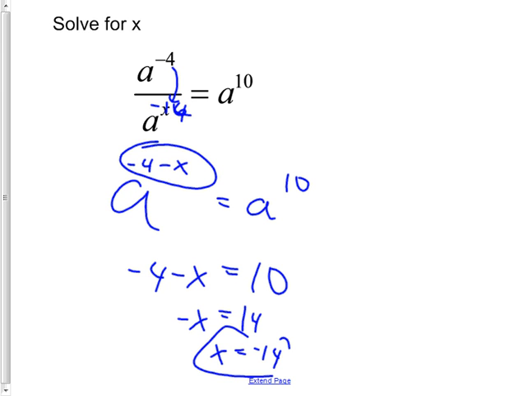So now I can see if those guys go up to the top to make them happy, and these guys go to the bottom, make them happy, then I'll have a 14 over a 4, and it'll cancel 4 of them, and it'll be A to the 10th, and that's what I want. So it works with negative 14.